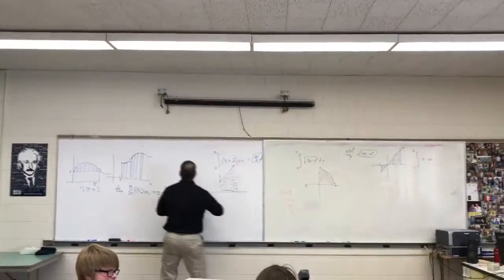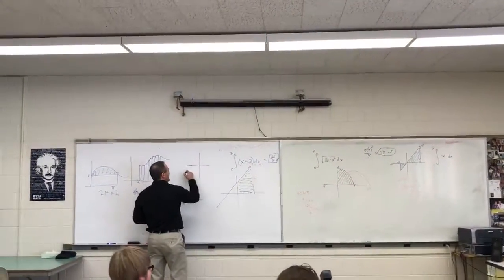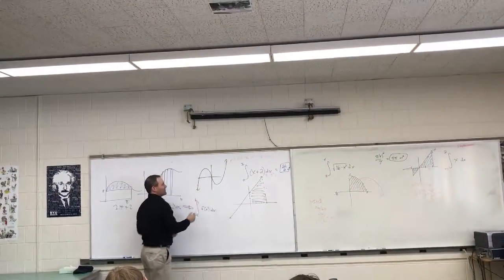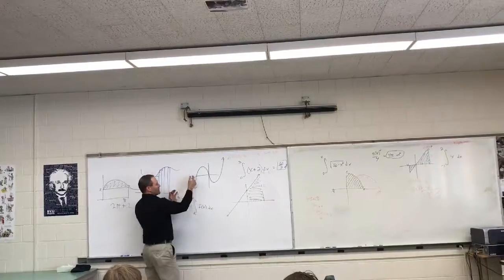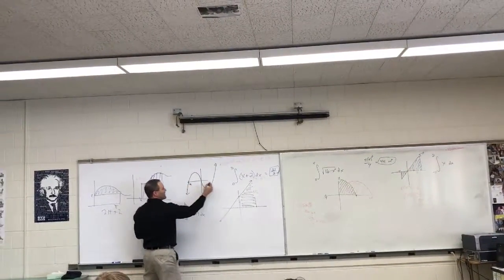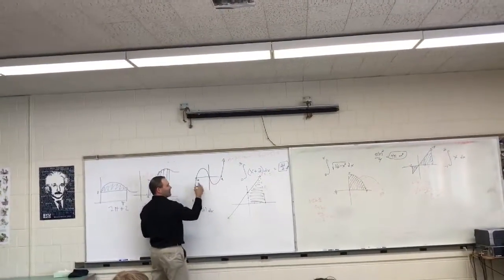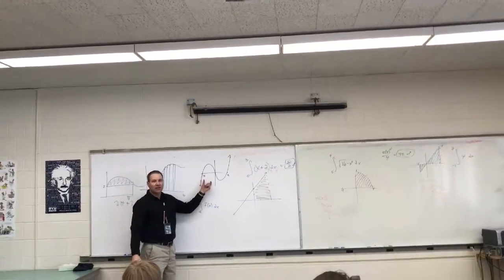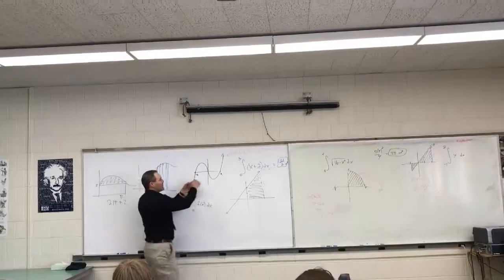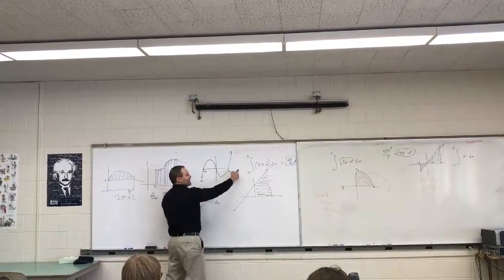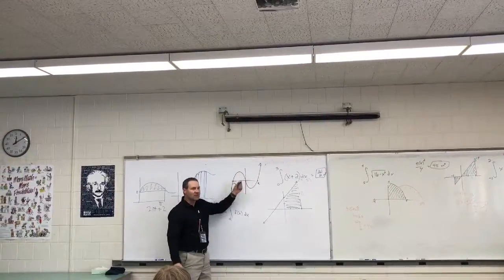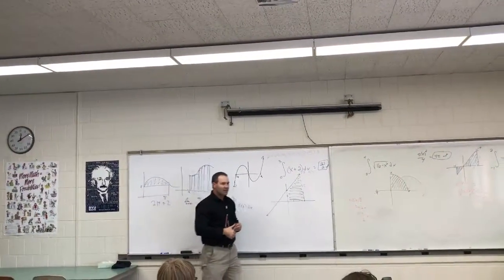So if this was an odd function, and I call this negative a and this a, if I integrated it from negative a to a, what would I get for an answer? 0. If I went from negative a to b, you would not get 0, but as long as this distance and this distance are the same, and it's an odd function, then you would get 0.